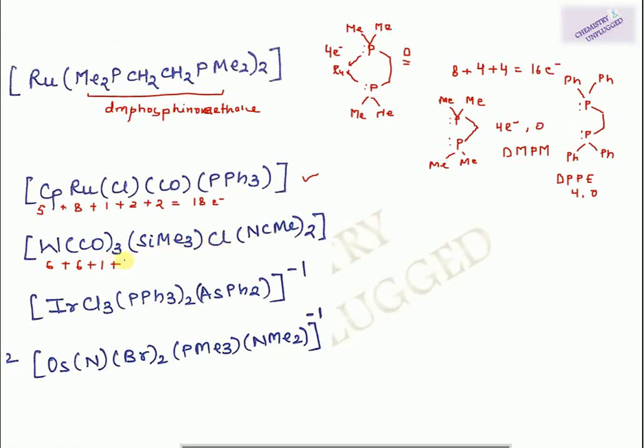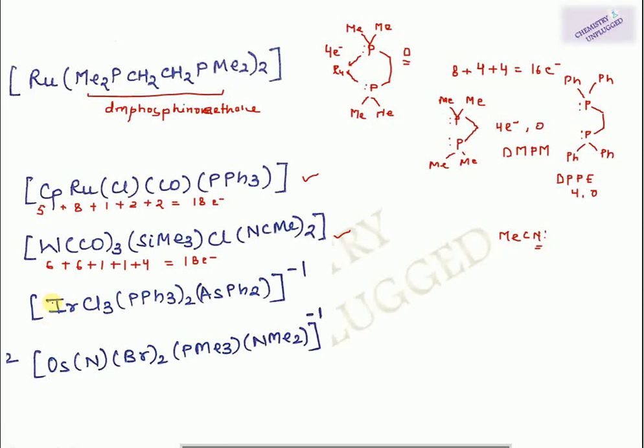1 is provided by this Cl and here we have NCMe. You can also write it as MeCN. It will provide 2 electrons from this nitrogen and we have 2 such ligands, so it will become 4. So the total electron count will be 6 plus 4, 10, and this is also following the 18 electron rule. Next we take the iridium complex.